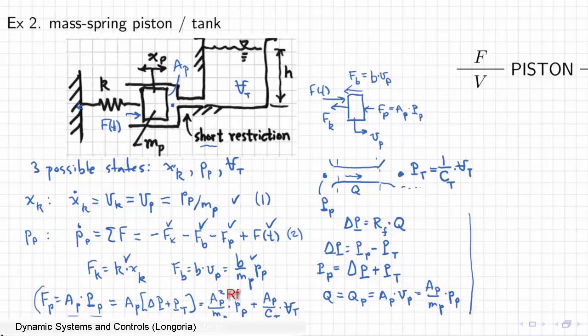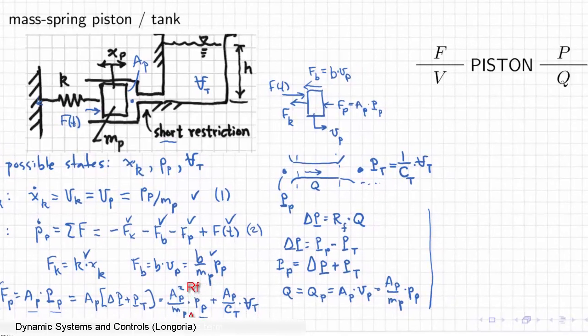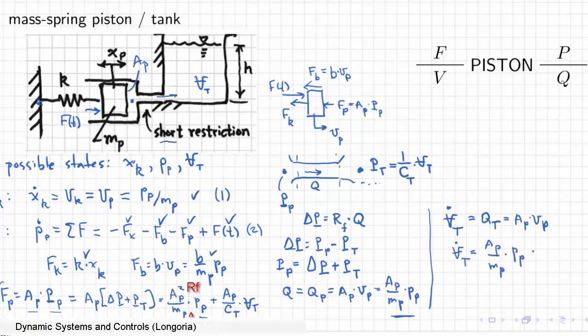Now over here, I'm getting kind of tight. I'm going to move that over a little bit. I can write my last state equation as V, the rate of change of the volume in the tank. That's the flow coming into the tank, which, if I look at this, is only the flow entering through here, which is Q, and I found Q in terms of AP times VP, and in fact it's all here. So basically V dot T is AP over MP times P sub P. That's my third state equation, and I'm done.